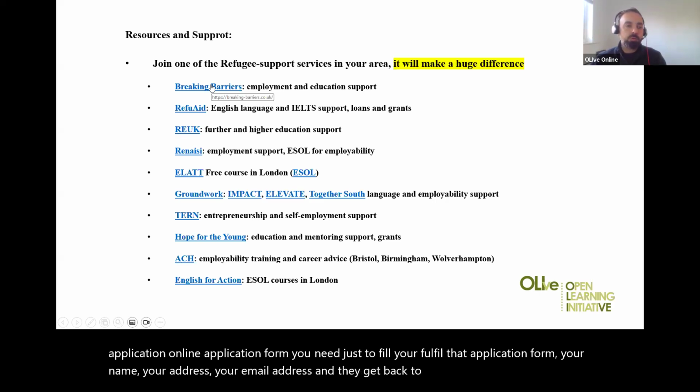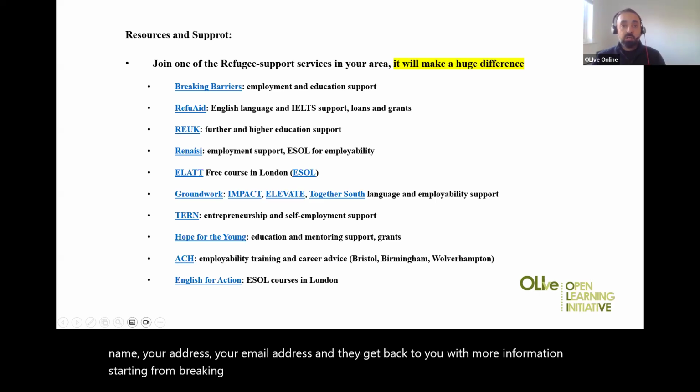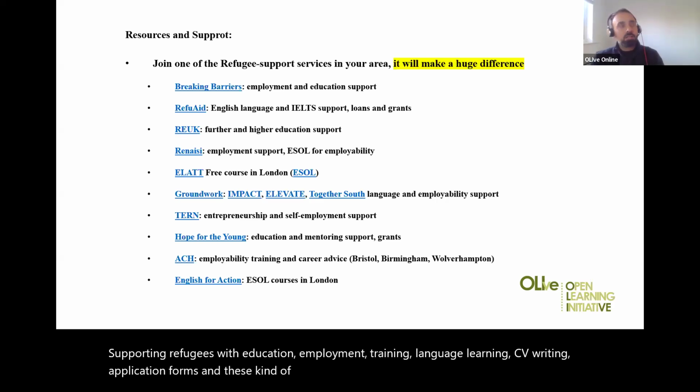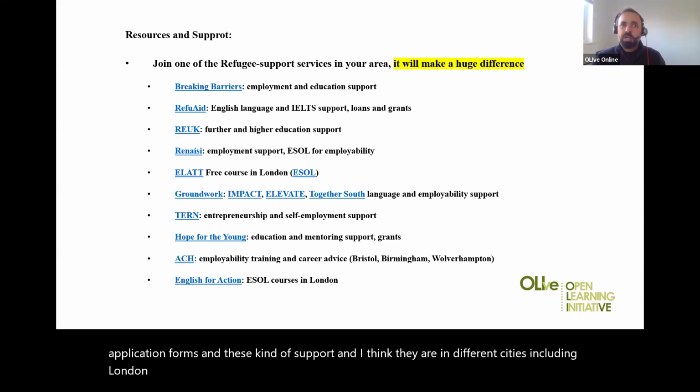Starting from Breaking Barriers, they are supporting refugees with education, employment, training, language learning, CV writing, application forms, and this kind of support. And I think they are in different cities, including London, Manchester, Liverpool, and Birmingham, I think, but they have some online support as well.